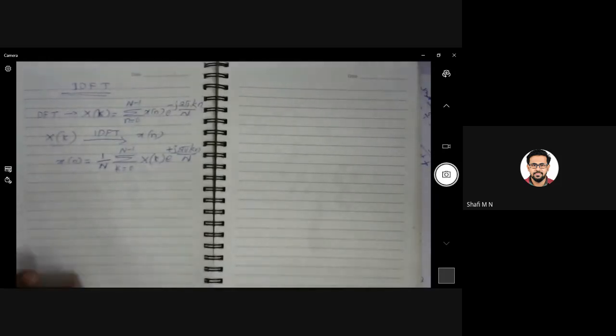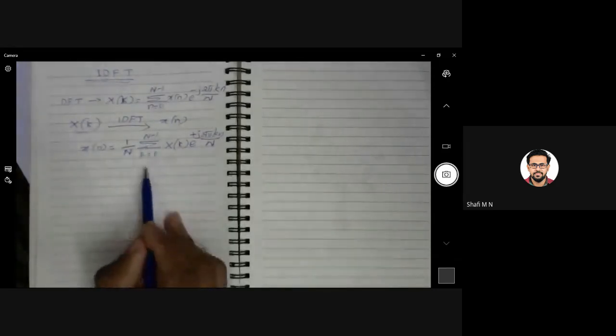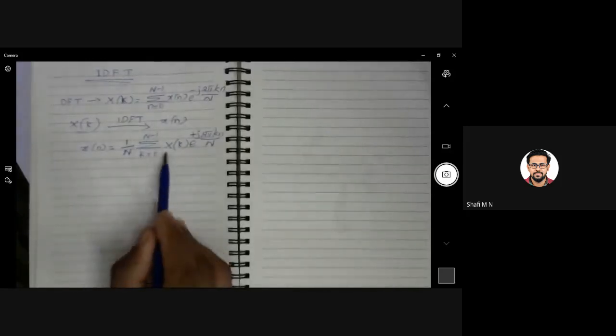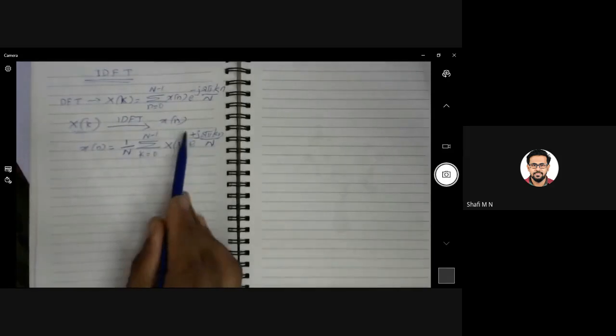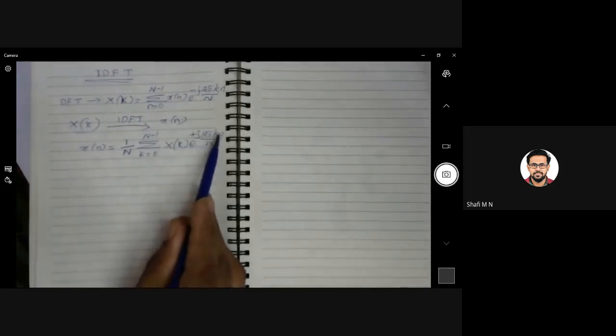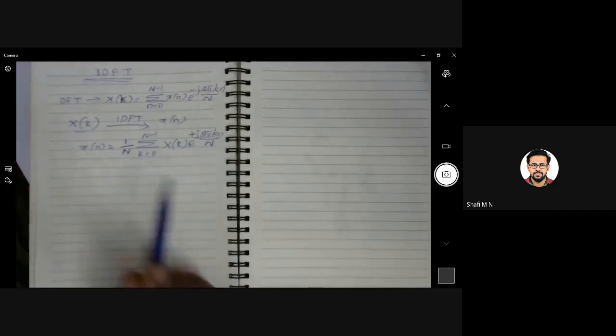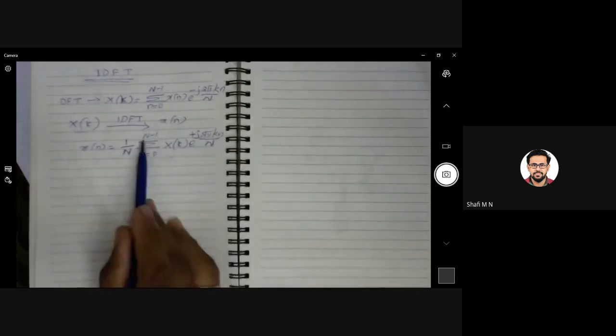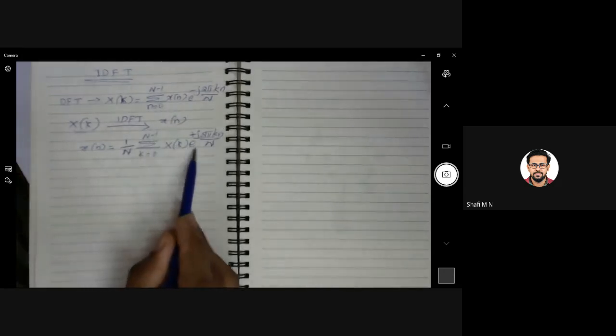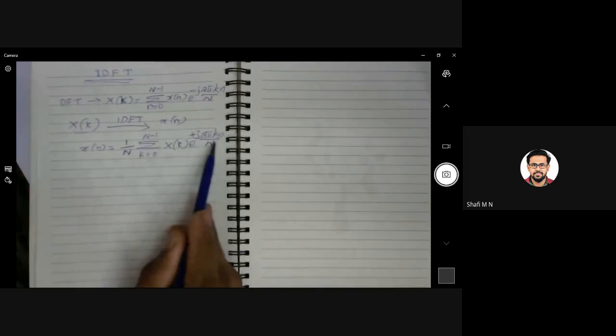Let's try one example. Hope you are noting the equation. Note it down. We will wind up with one example. Are you ready to do that? x of n equals 1 by N sigma k equal to 0 to N minus 1, X of k e raised to plus j 2 pi k n divided by capital N.